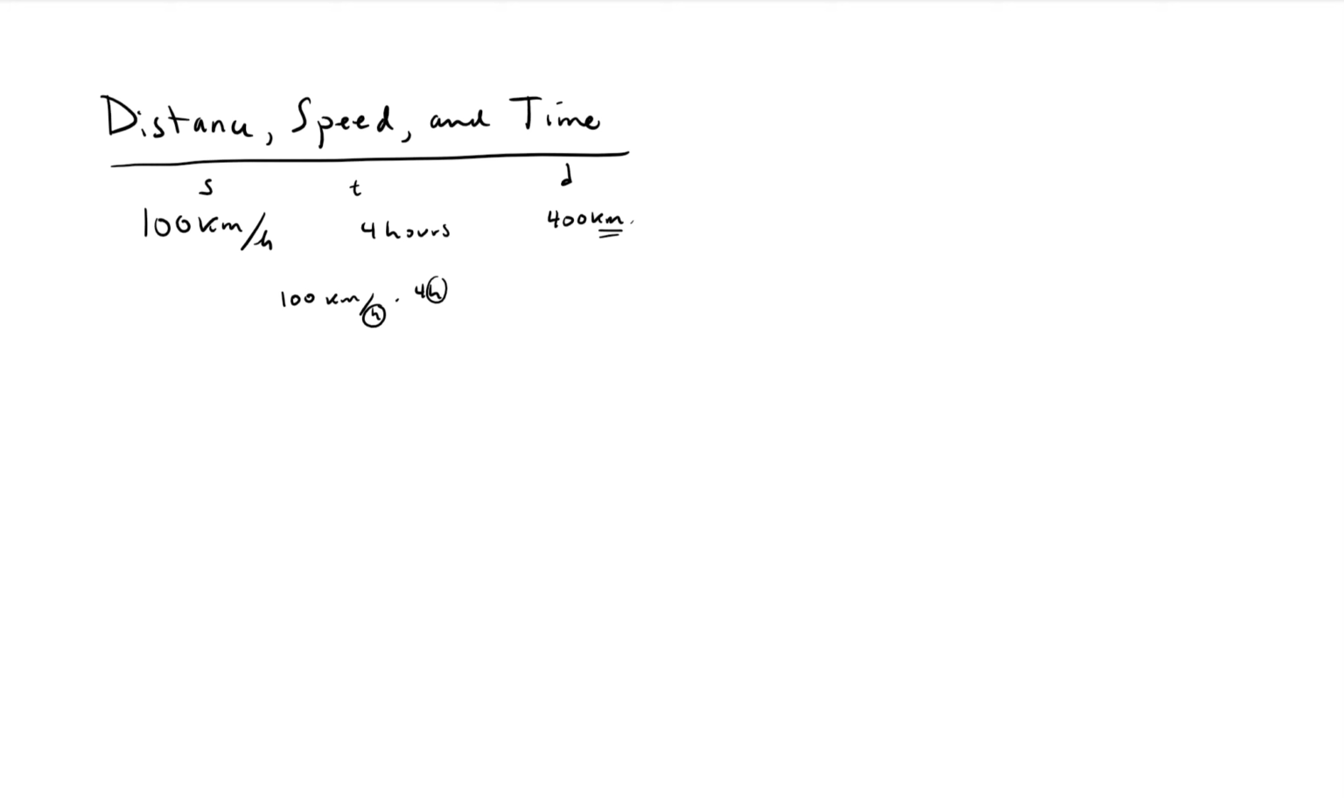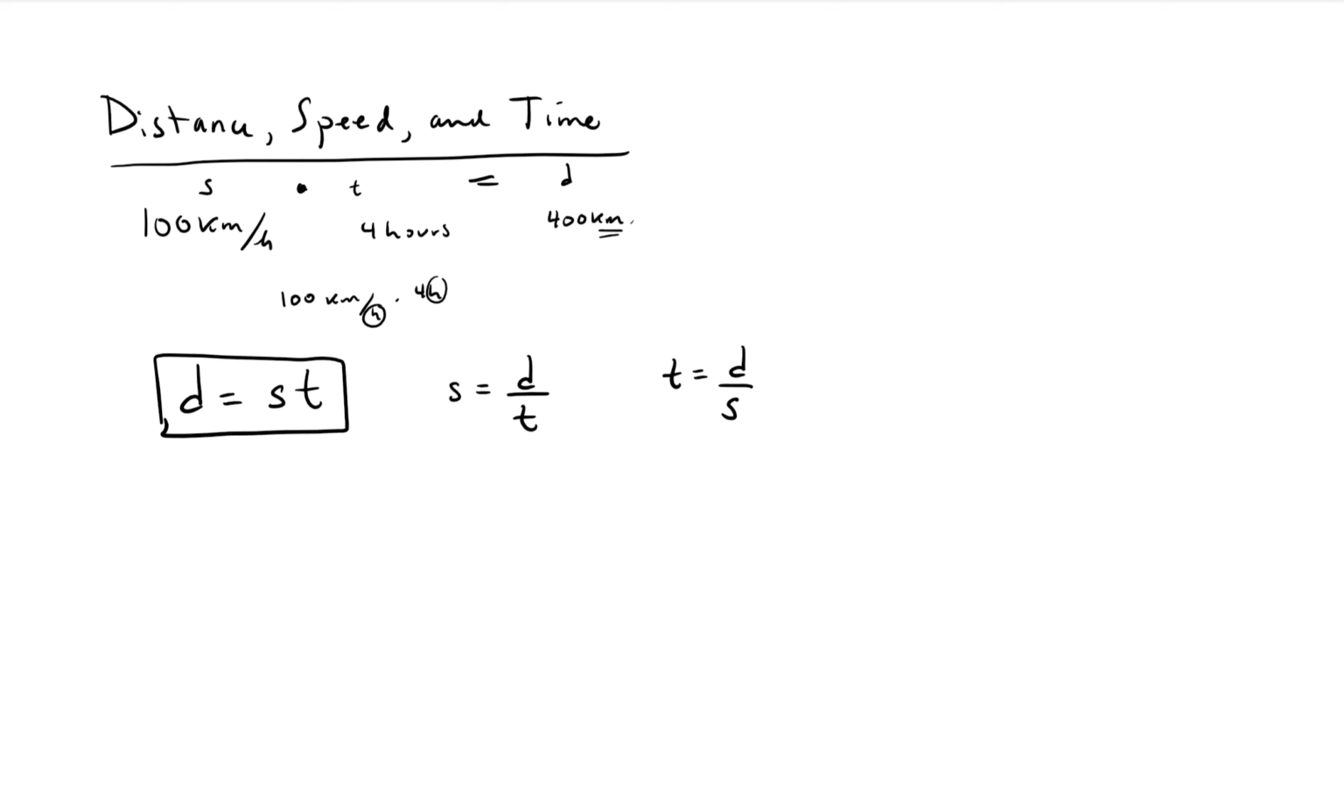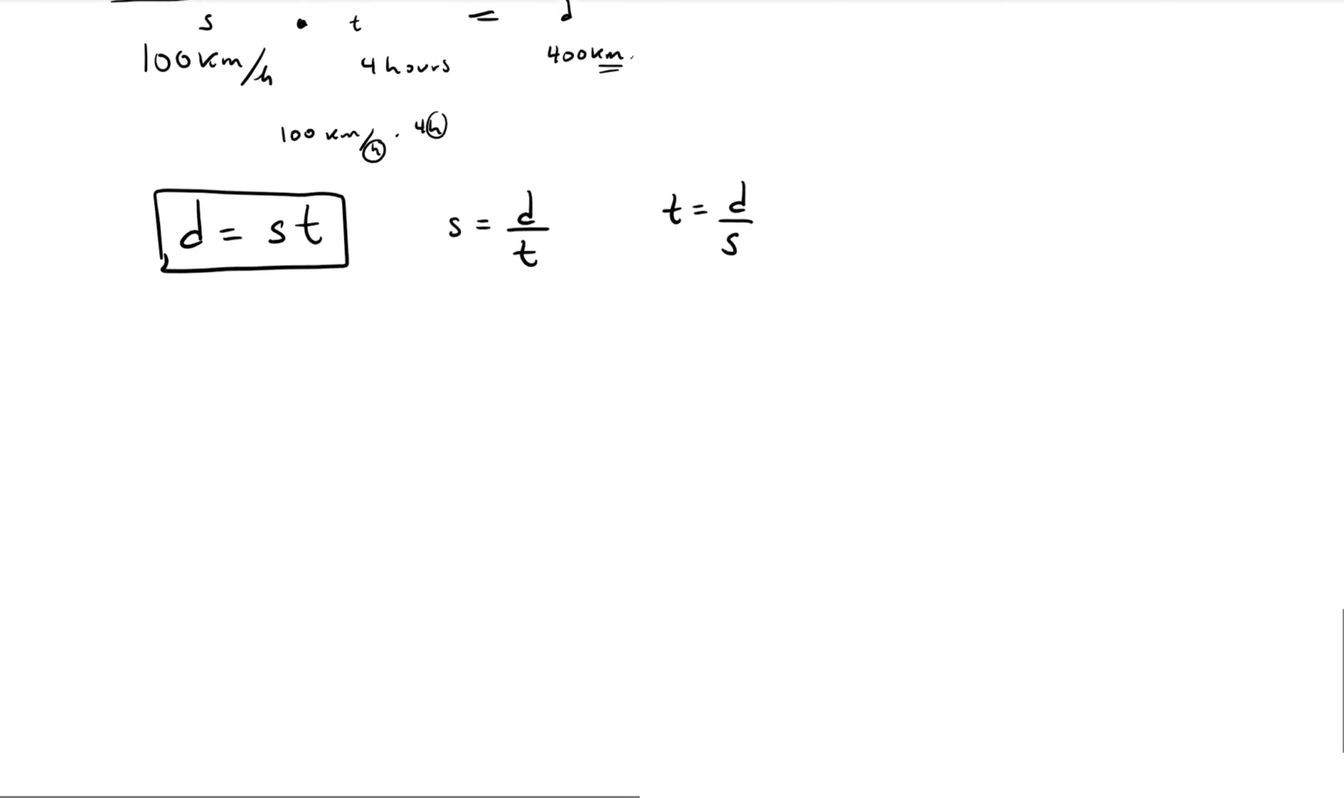So what we see from this is that multiplying these two gives me distance. So essentially I've got distance is speed times time. And I could play with this equation. If I want to solve for s instead, speed would be distance over time. If I want time, time is distance over speed. But mainly we're going to work with this one in this section. So distance is speed multiplied by time.